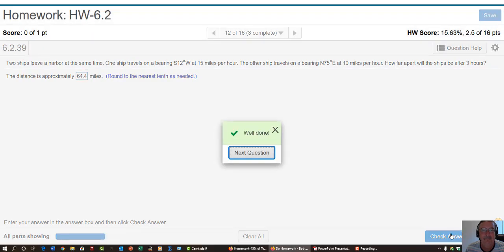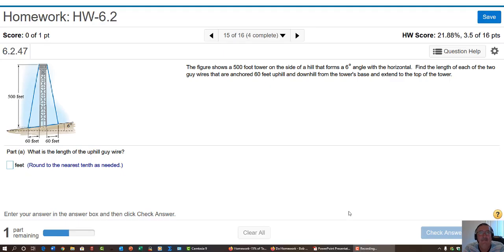And nice. All right, for our next application problem, it says the figure to the left shows a 500-foot tower on the side of a hill that forms a 6-degree angle with the horizontal. Find the length of the two guy wires that are anchored 60 feet uphill and downhill from the tower's base and extend to the top of the tower here.